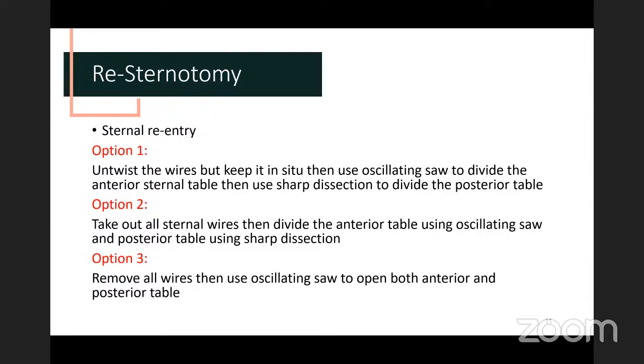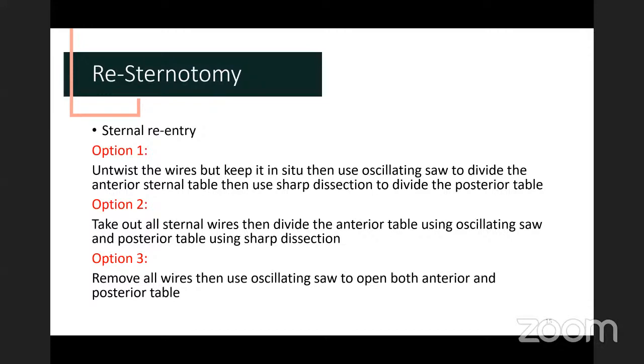Option number one is to untwist the wires but keep them in situ. Then use the oscillating saw to divide the anterior sternal table, then use sharp dissection with scissors to divide the posterior table. Option number two is to take out all sternal wires, then divide the anterior table using an oscillating saw and the posterior table using sharp dissection. Option number three is to remove all the wires, then use an oscillating saw to open both the anterior and posterior tables.